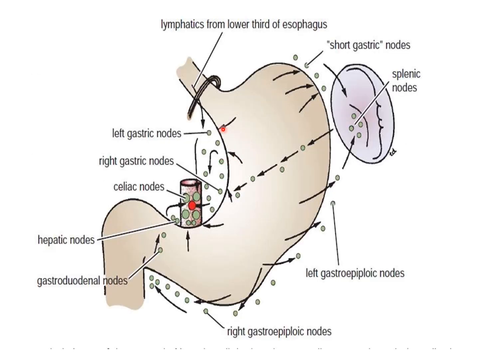This is an image of different lymph nodes draining different parts of the stomach. This is short gastric lymph nodes. This is left epiploic lymph node. Here you can see right gastroepiploic lymph nodes. Here you can see right gastric lymph nodes and left gastric lymph nodes.